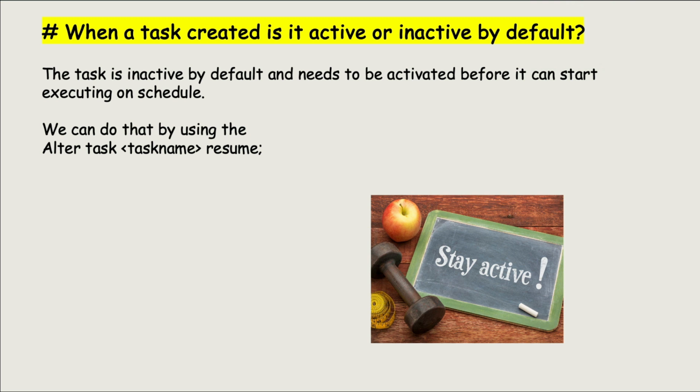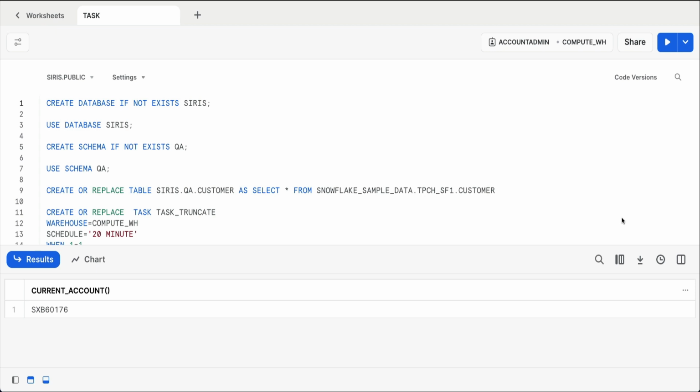Let us jump into a demo in which we will create a task and then we will check if the task is active or not. Once we have verified that the task is not active, we will use the alter task command to resume it and make it available for use.